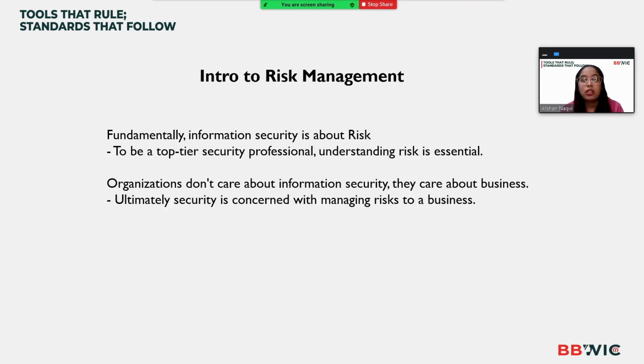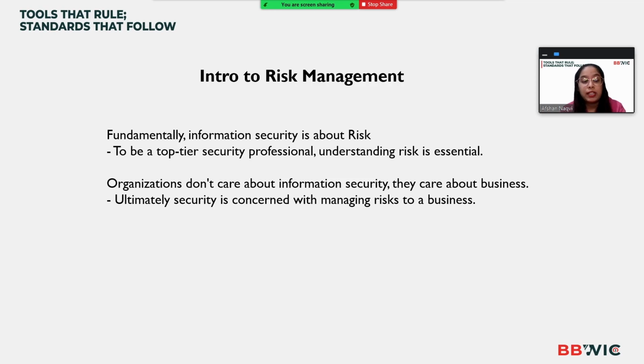Let's see the next topic, that is introduction to risk management. One of the most important concepts that an information security professional can understand is risk. We need to understand the purpose of the organization is to fulfill its mission. So basically, the purpose of the security team or the security professional is to help the business make informed decisions about security issues that could potentially compromise the organization's mission. Organizations don't care about information security, they care about the business, and ultimately security is concerned with managing risk to a business.